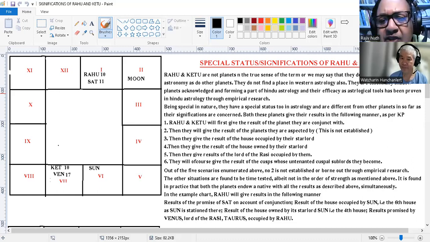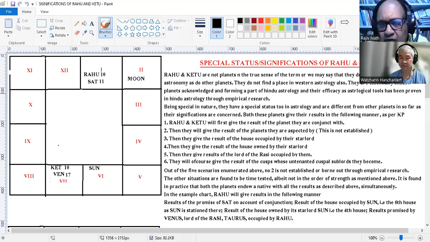The other situations are found to be time tested, albeit not in the order of strength as mentioned above. Krishnamurti ji said that first it will give the result of this, then this. But research shows that they need not give the result in this particular order. Rahu and Ketu are very powerful, and at any time they can give any of these results, or all of these results. It is found in practice that both the planets endow a native with all the results as described above simultaneously. In the example chart, Rahu will give the results in the following manner.